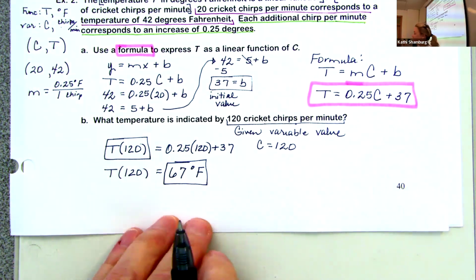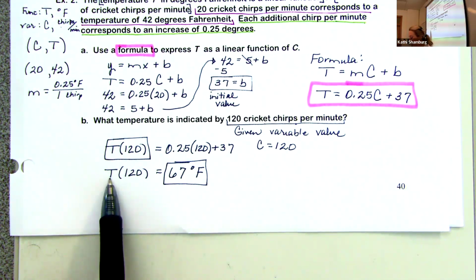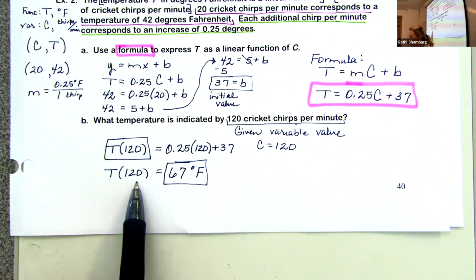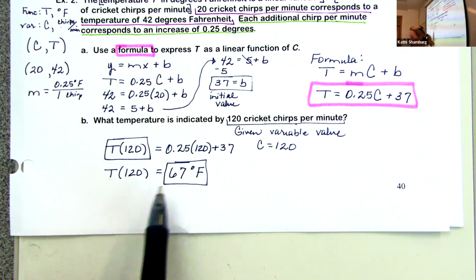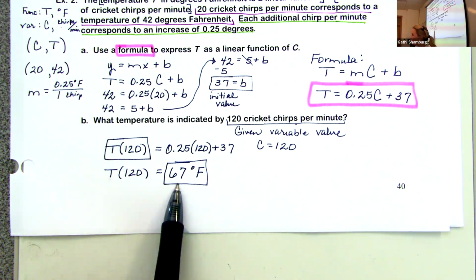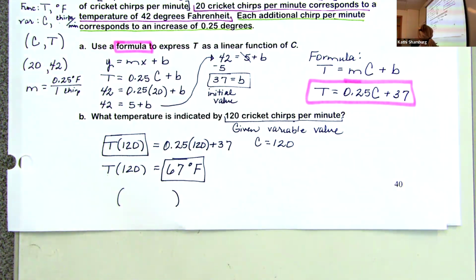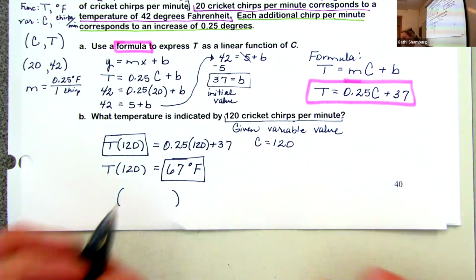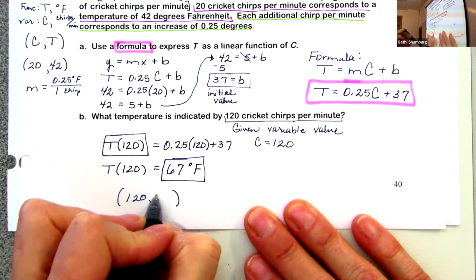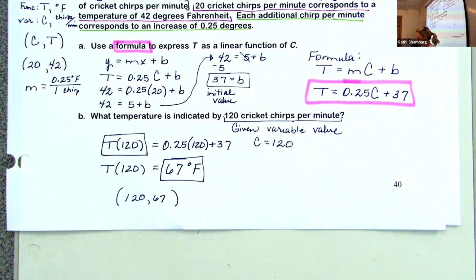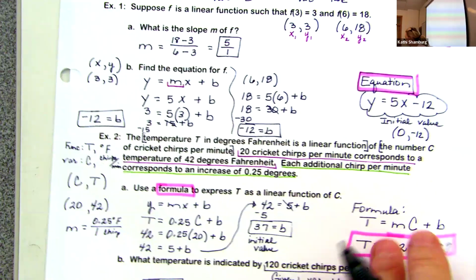Okay, couple things. If I asked you to explain, the temperature at 120 chirps per minute is 67 degrees Fahrenheit. If I asked you for the ordered pair that corresponds with this, what would that ordered pair be? Okay. All right.